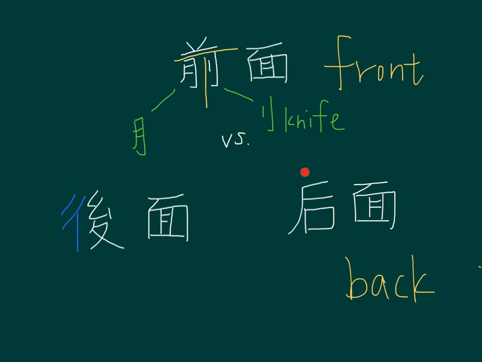The simplified 后 actually also means queen. You know how queens always wear a long gown in Disney movies and cartoons? Yeah, so imagine this is a long gown that the queen wears, and she wears it on her back. Exactly. So try to associate the image and the meaning together.